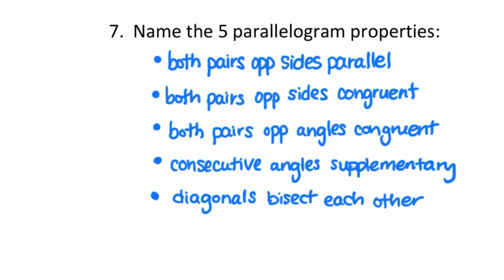Number 7, hopefully you could remember all 5 of these without checking your notes. It helps me to remember that the first 2 are about opposite sides, the second 2 are about angles, and the last one is about those diagonals. Not that you have to have them in the same order as me, but opposite sides parallel, opposite sides congruent, opposite angles congruent, consecutive angles supplementary, and then diagonals bisect each other. That's an easy one to forget about.